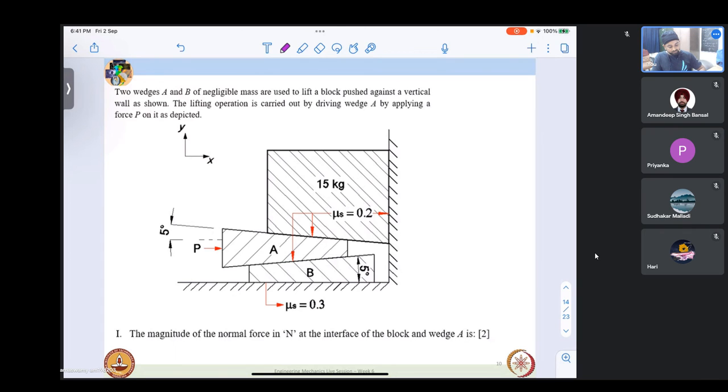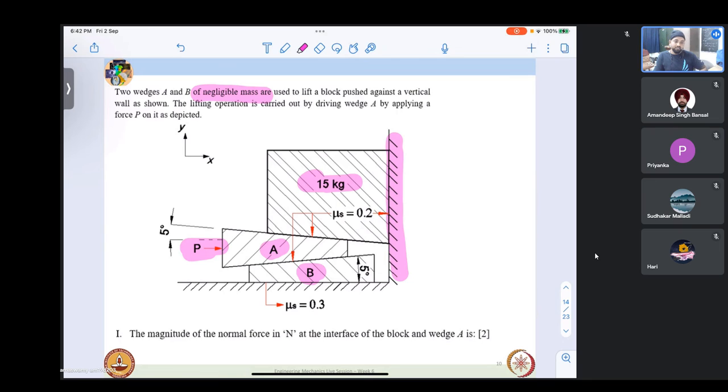Okay, two wedges A and B, both have a wedge angle of 5 degrees, and they have negligible mass. They are used to lift a block pushed against a vertical wall. We have a vertical wall here, and the block is being pushed against that, and we are trying to lift this weight. The lifting operation is carried out by driving wedge A by applying a force P here. So we are applying a force P, which in turn lifts the block, is the idea here.